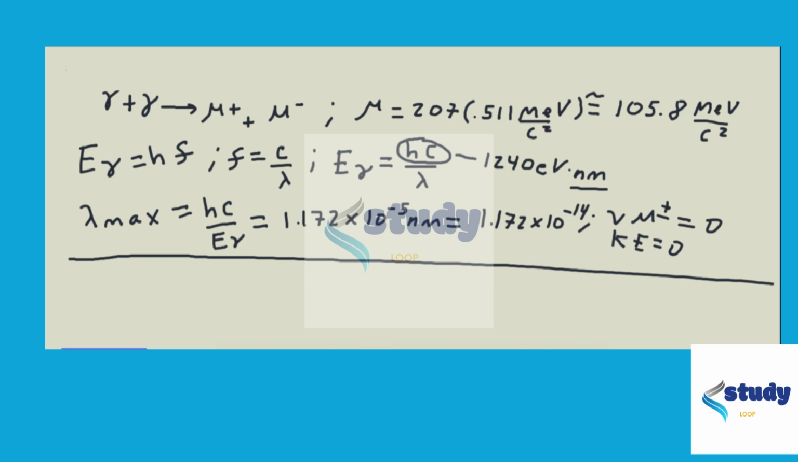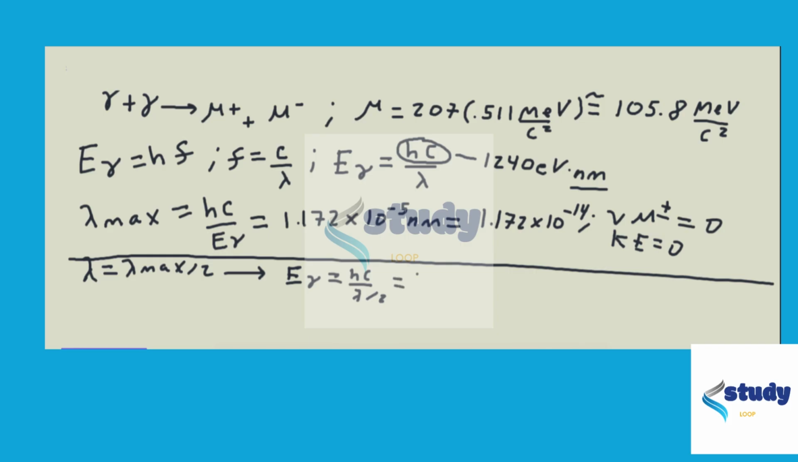If we need to make some space, we'll erase at the top. Now, this problem asks, if the wavelength of those photons is now half that maximum wavelength, what speed do the muons come out of that collision with? So let's go ahead and look at this. My lambda now is equal to lambda max over 2. Looking at my energy equation, E gamma equals hc over lambda max over 2.